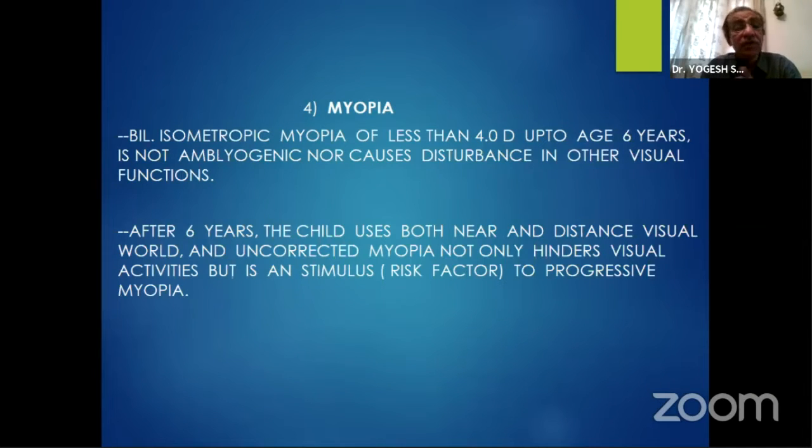Up to 6 years of life it is not amblyogenic nor causes disturbance in other visual functions, because mostly the child is playing with toys and near work, so that vision is absolutely clear, absolutely crystal clear and crisp. So he does not have any complaints, neither any visual function disturbance occurs. Now, after 6 years, the child uses both near and distant vision, what I was telling you. And myopia not only hinders the visual activities, but is a risk factor for progressive myopia development.